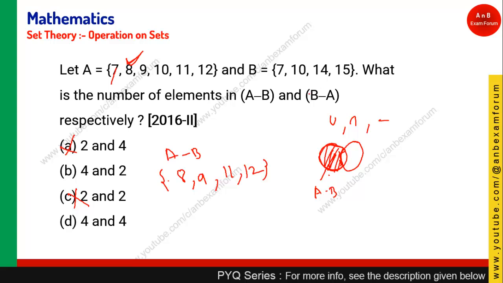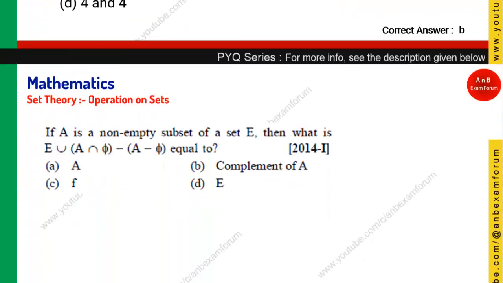So let's see what are the elements present in B minus A. So B minus A means the elements which are present in B but not in A. So what will those be? So 7 is an element present in both A and B. 10 is also there. 14 and 15 are not present in A but they are present in B. So it will be 14 and 15. So there are 2 elements which are present in B minus A. So option B is the right answer. Okay, 4 and 2 is the right answer. So those who have given option B, they are right. Let's see the next question.